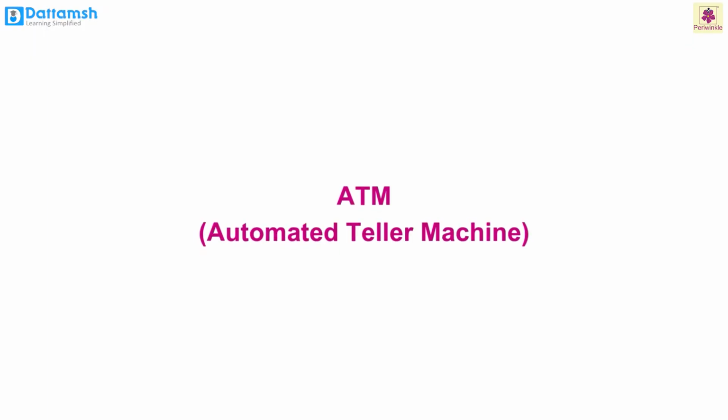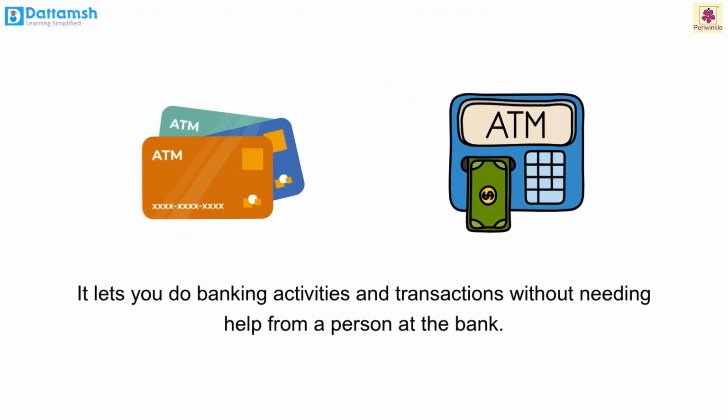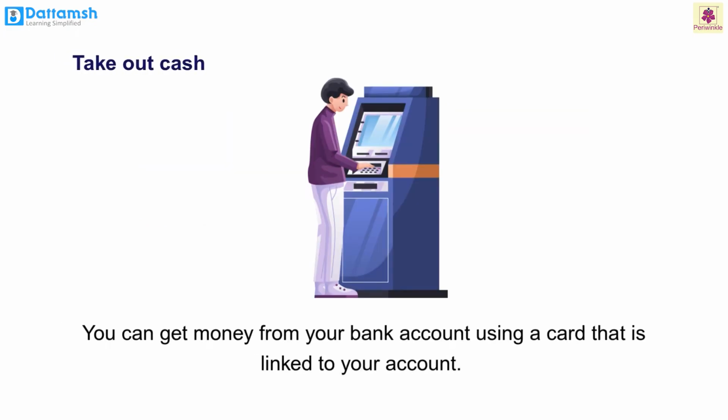ATM, Automated Teller Machine. An ATM or automated teller machine is a special computerized box in banks, stores, airports, malls, and other places. It lets you do banking activities and transactions without needing help from a person at the bank. Here's what you can usually do with an ATM.